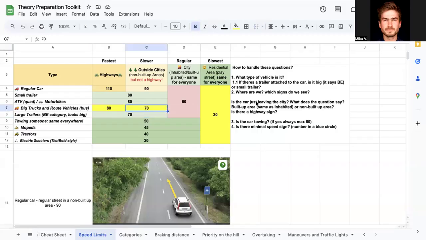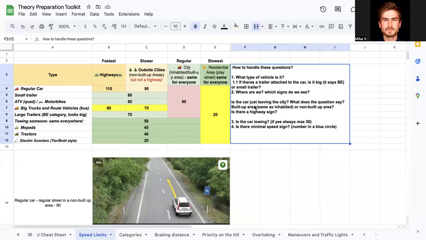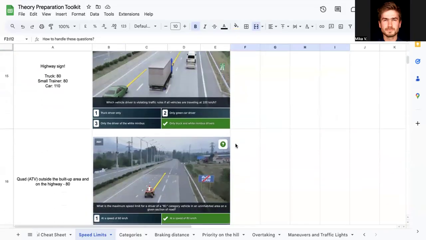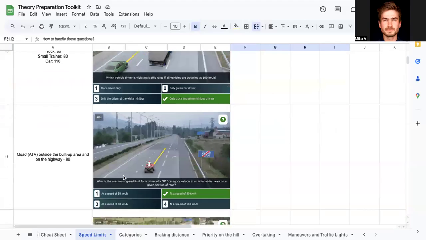Yes, then the other question that we're going to ask ourselves is, where exactly is the car? Is it just leaving the city? What does the question say? Read it very carefully. For example, here it says, what is the maximum speed limit for a driver of B1 category, which is a quad, in an uninhabited area on a given section of road? So it's an uninhabited area, but it's not a highway. Even if it would be a highway, it would make a difference for the ATV.